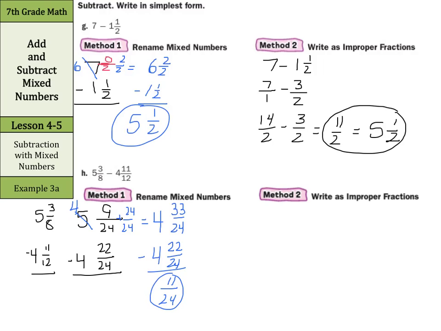Now, if I want to rename using improper fractions, we'll start off here with 5 and 3/8 minus 4 and 11/12. 5 times 8 is 40, plus 3 is 43/8, minus 4 times 12 is 48, plus 11, 59. Once again, our lowest common denominator here is going to be 24.